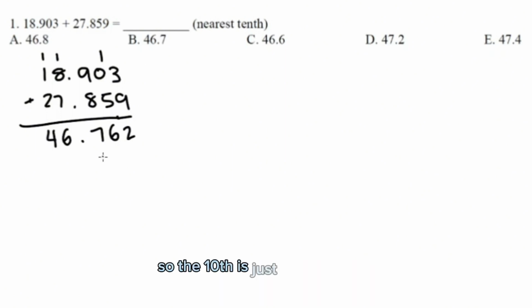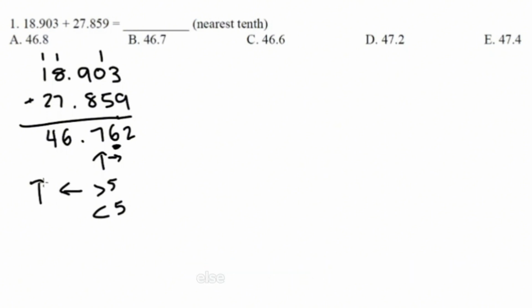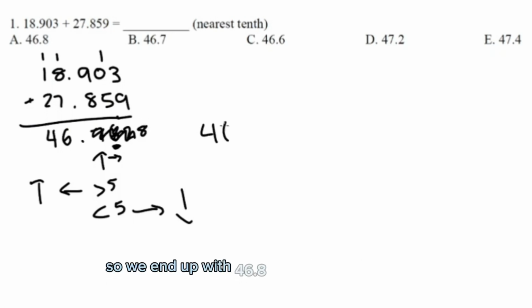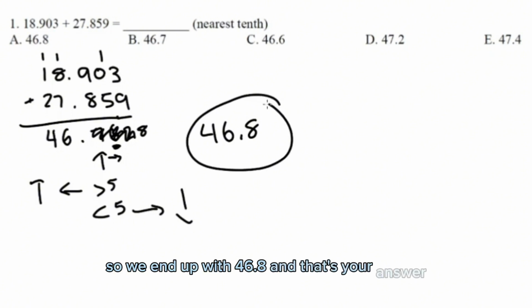So the tenth is just the first place after the decimal point. The way we round it is we take the place after that, which is this right here, and we see if it's greater than 5 or less than 5. If it's greater than 5, then we round up. Else, we round down. So in this case, is this greater than 5? Yes, it is, which means the 7 turns into an 8. So we end up with 46.8, and that's your answer.